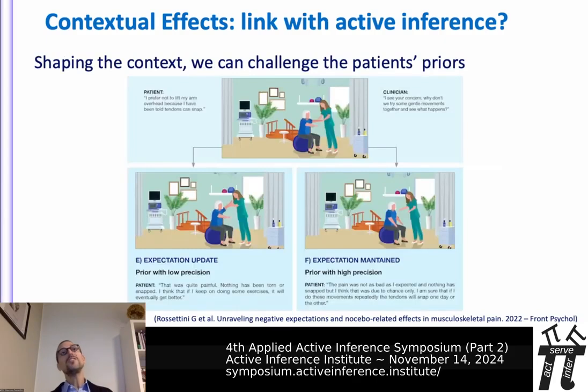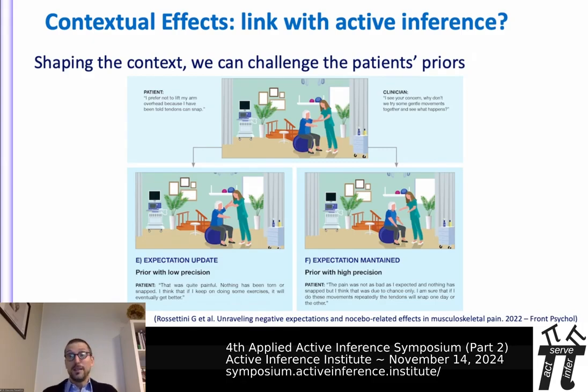With this Bayesian model in mind, it is possible to better understand the clinical scenario presented in this image, where we have a patient with musculoskeletal pain of the shoulder who has a negative prior. In that situation, the patient prefers not to raise their arm because they have been told that the tendons can snap. On the other hand, we have the clinician who tries to challenge the patient's prior with the tools at their disposal, for example, exercises, manual therapy, virtual reality, and education.